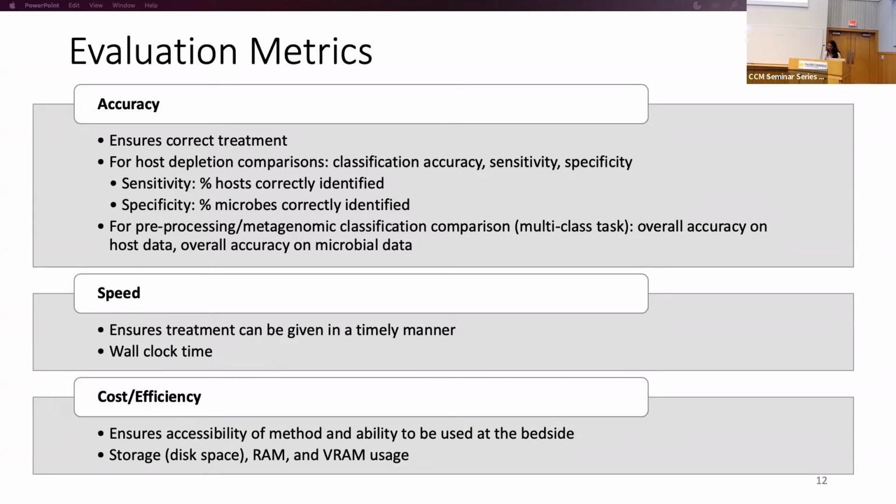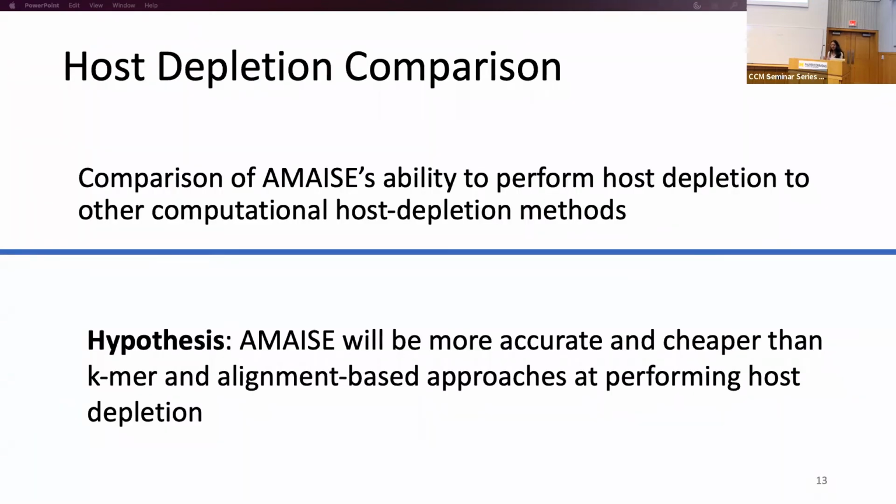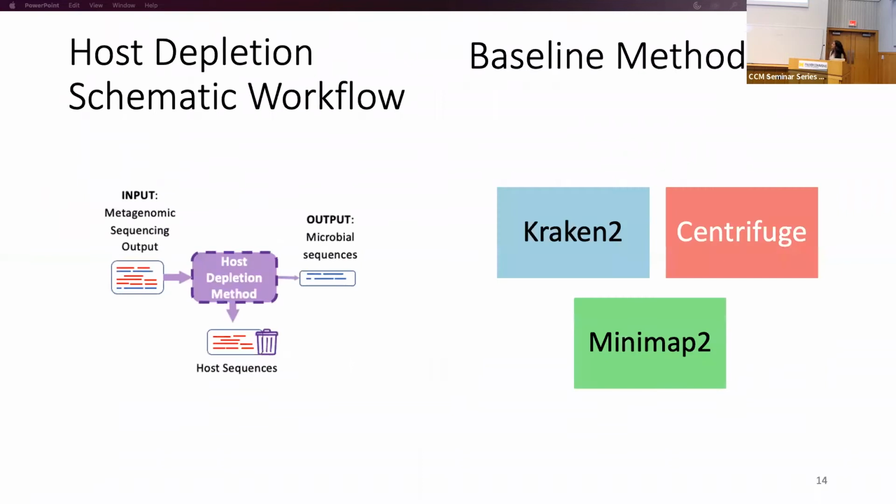For our first comparison, we compared AMAISE's ability to perform host depletion to other computational host depletion methods, where our hypothesis was that AMAISE would be more accurate and cheaper than k-mer and alignment-based approaches at performing host depletion. Again, for the schematic workflow of how we were using host depletion, for each method, we inputted the metagenomic sequencing output, and we looked at how well those methods were able to separate the host sequences from the microbial sequences. The baseline methods we were comparing AMAISE to are Kraken2, Centrifuge, and Minimap2, and all of these methods just had host DNA in the reference databases.